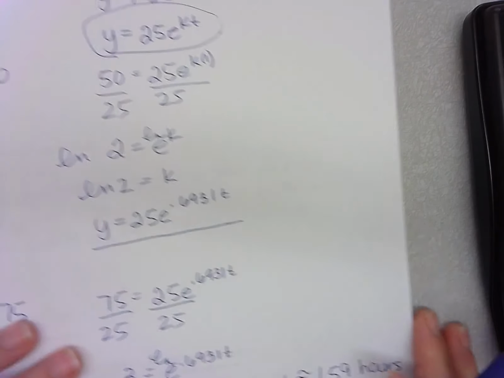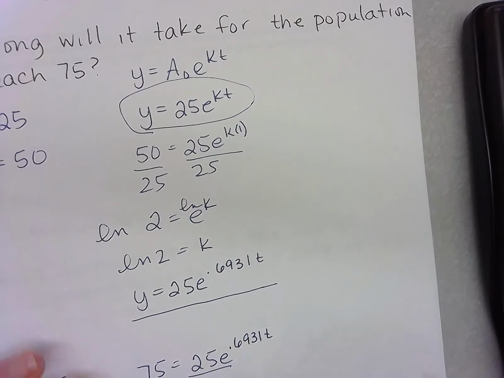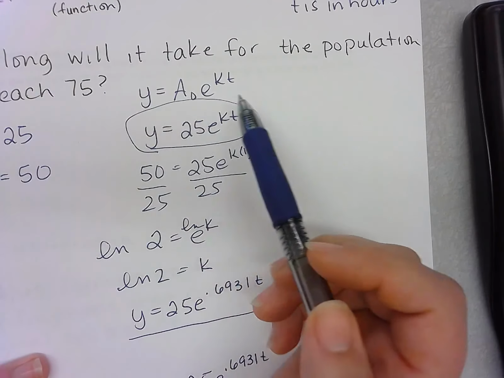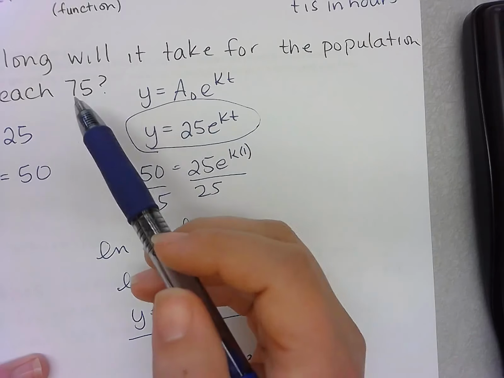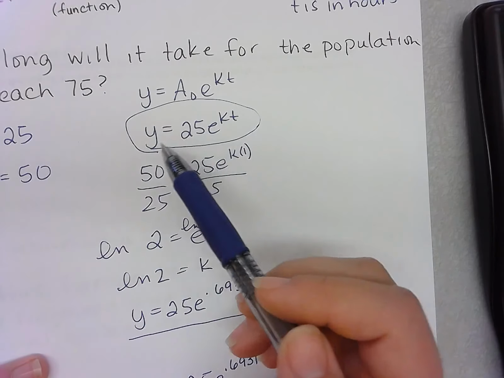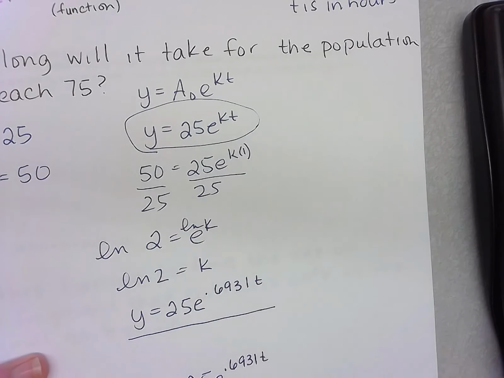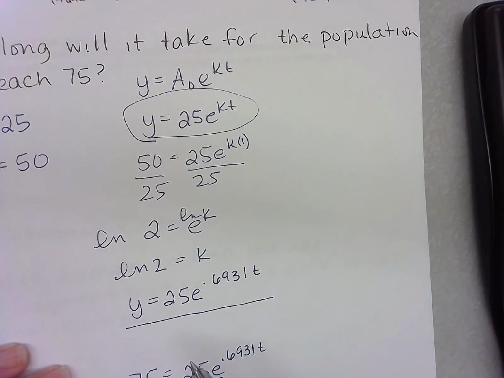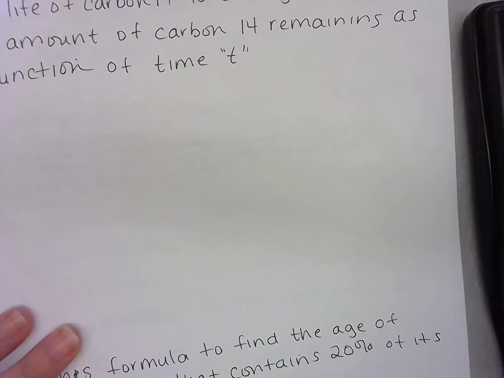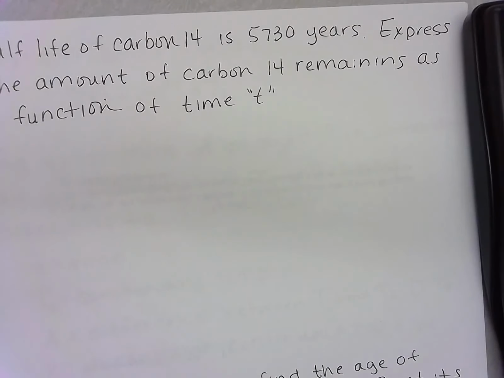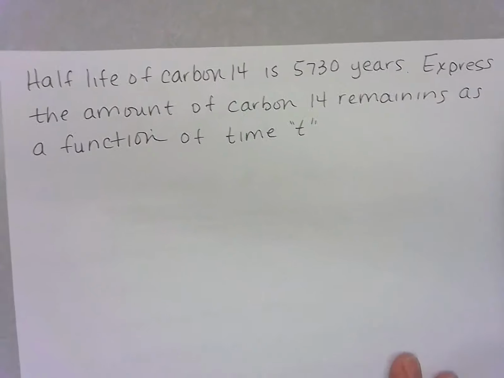Okay, so that's how we approach these. Okay, so basically we start out with this basic equation, right? We figure out what A naught is. Hopefully we have another information so that it'll help us find K. And then once we write the formula, then we can use it to find out anything about that one. Okay? All right. So here's a science application here.